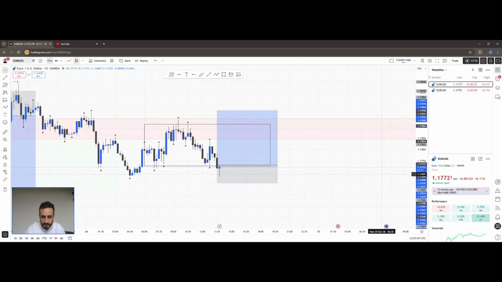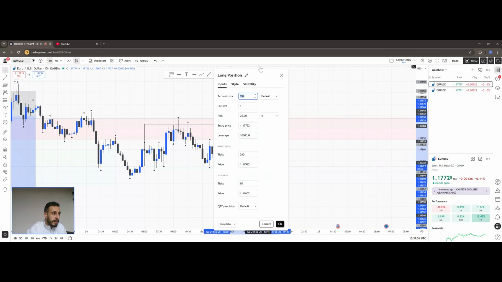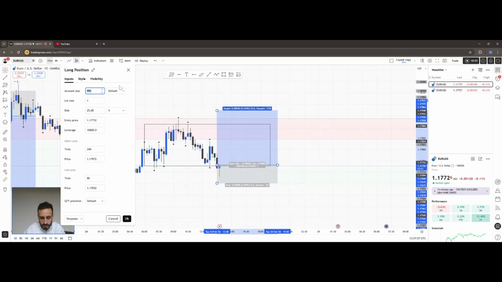Let's calculate the price. We are long in EU. What's the price there? It's sitting around 1.17732. Stop loss in terms of pips, it's 8 pips. TP is 24, and I should be risking 25 lot size, which is going to be 1% of my account, which is 2k, in order to make 6k, which is a 1 to 3.